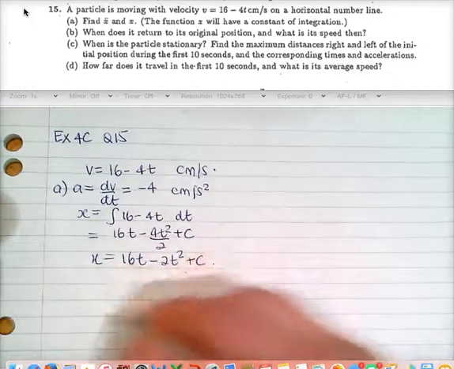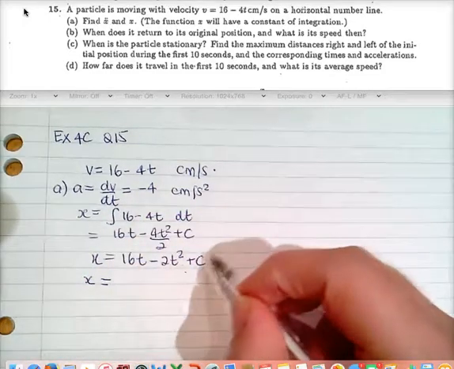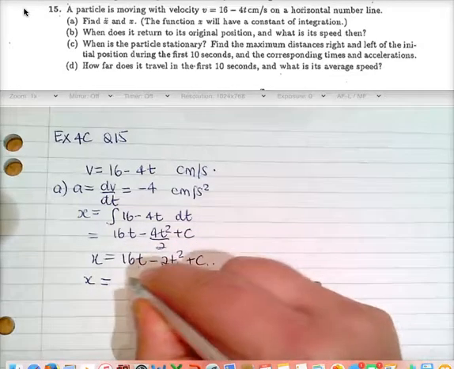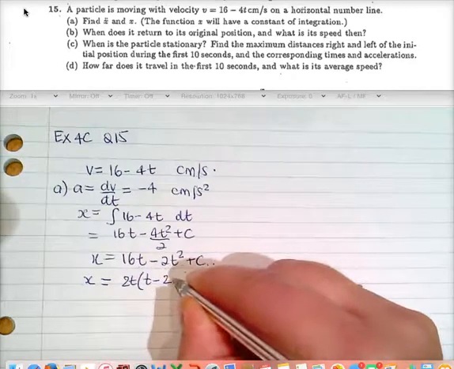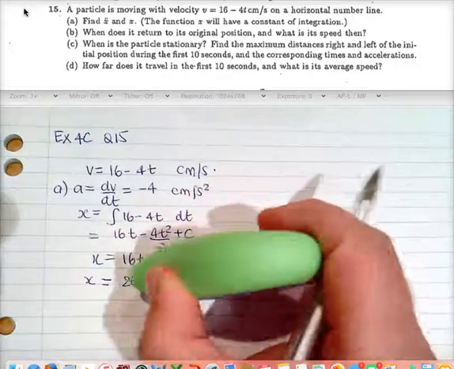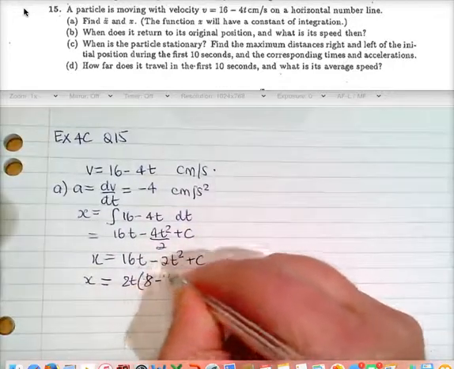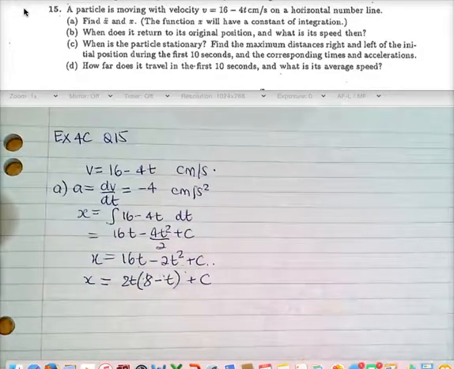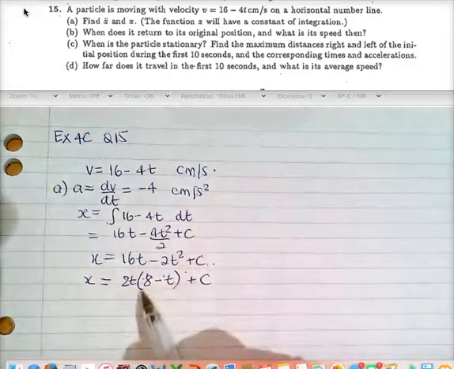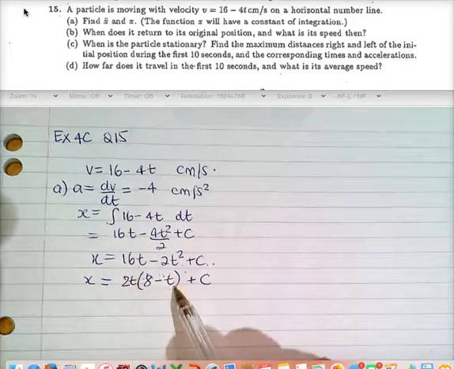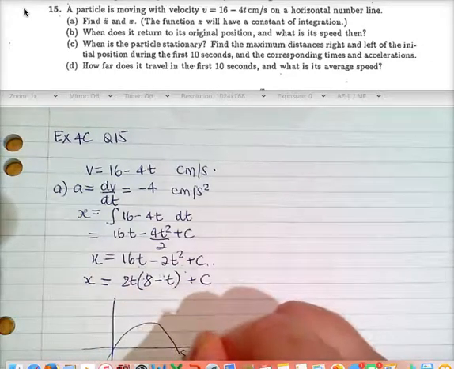So what I'm going to do is factorize this, and I'm just going to ignore this plus c, okay? If I take out 2t as a common factor, I get 2t times (8 minus t) plus c. Now if, for example, c is 0, this would be a concave down parabola, and the t-intercepts would be 0 and 8, okay? So that's what it would look like if c was 0.